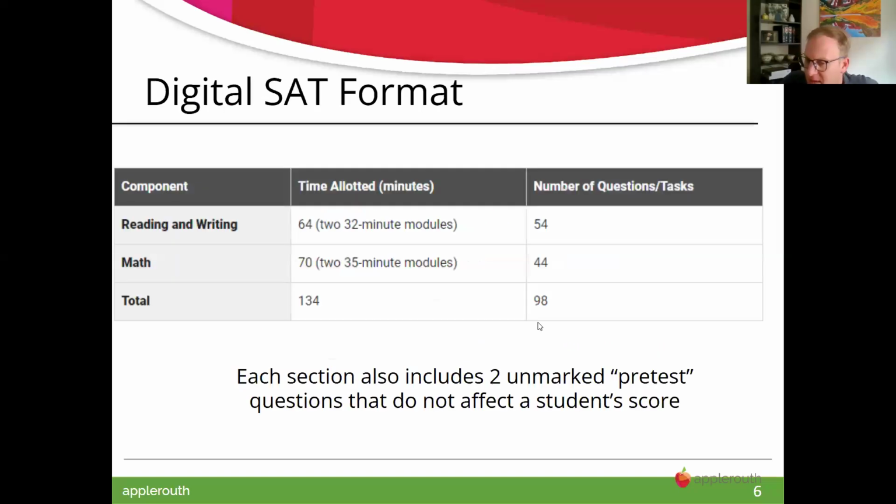So last slide on format, then we're just going to get into questions and strategies, which is kind of the name of the game today. Verbal is 32 minutes for 27 questions. 32 minutes, 27 questions, all multiple choice.